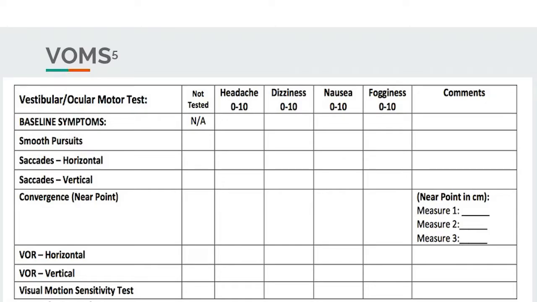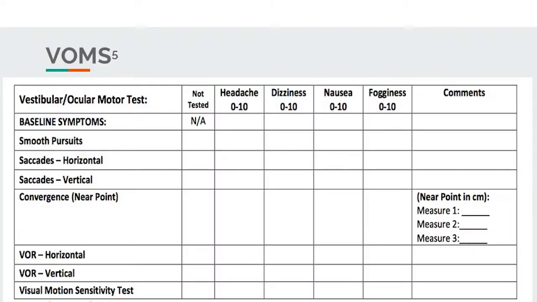So this is the screenshot capture of what you're looking at when you're testing them. You want to ask these 4 questions before you do any of the testing. You want to ask if they have any headache, dizziness, nausea, or fogginess on a 0 to 10 rating scale. And then as you go through these different tests, you ask them those same questions every single time to see how their symptoms worsen, stay the same, or whether they don't become symptomatic. And what's nice is when you're done with this exam, you get a nice little chart with numbers in front of you that gives you a lot of information in a short amount of time.